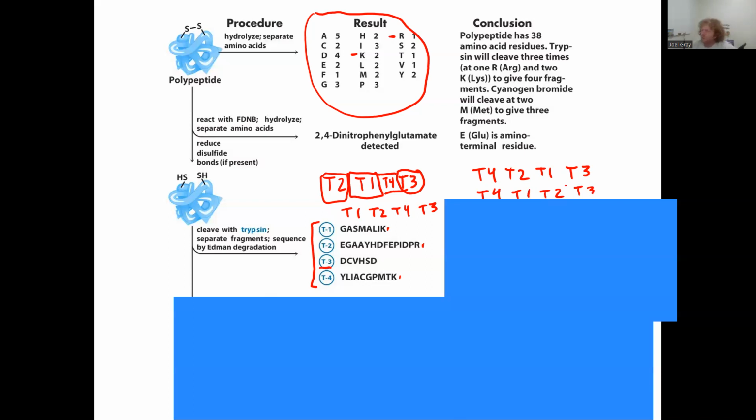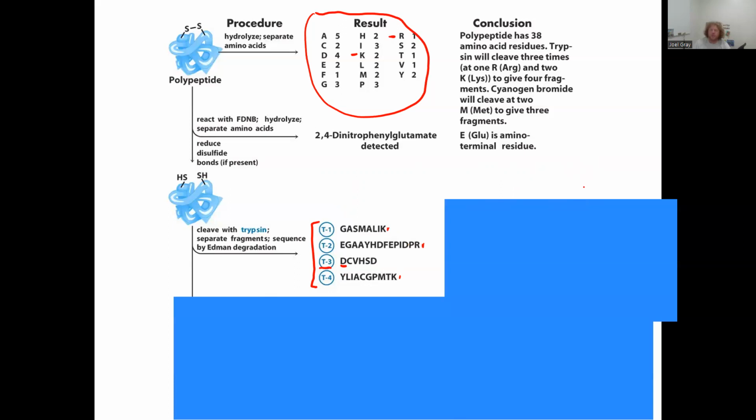We really don't know at this point in time, but what we can conclude is that T3 is at the end. So we know that our peptide ends with DCVHSD. Now, what's the amino acid that comes before that D right there? Well, it's either an arginine or a lysine. So what we want to do is go back and use another restriction enzyme or another chemical to answer that question. What follows it?